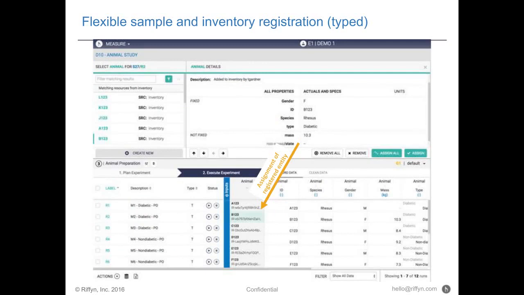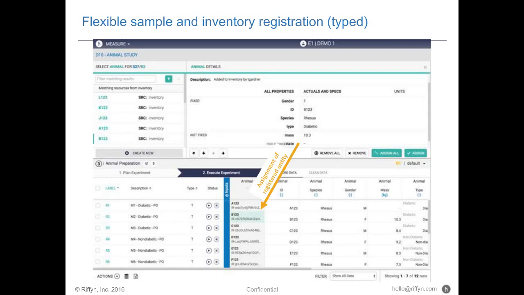In addition to controlled vocabularies, Riffyn provides sample and inventory registration and assignment of those materials to experiments. In this view, you're seeing a listing of different animals that are in this organization's inventory and the properties of those animals listed in the upper right pane, including the last recorded values, such as the mass of that animal in a previous experiment. When you want to use an animal or a piece of equipment or a sample, you can directly assign it to the experimental run or experimental sample or the experimental execution instance for that process.